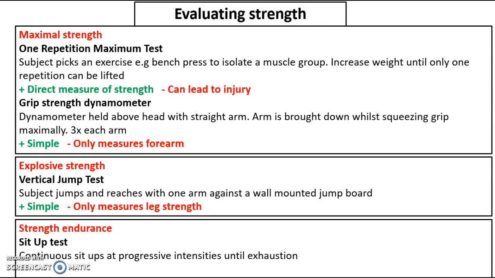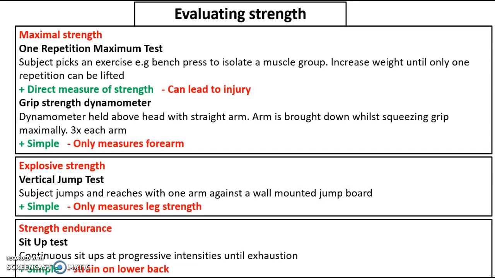You can do it by something called the sit-up test, and basically this can refer to the sit-up bleep test. I don't know if anyone's done this, it's horrific. And what happens? Continuous sit-ups at progressive intensities until exhaustion. So the beeps get closer together as you go through, and you're trying to hit the beep whilst you're doing your sit-up test. Now, advantage, it's very simple to perform. You can do it with large groups. However, there is extreme strain on the lower back.